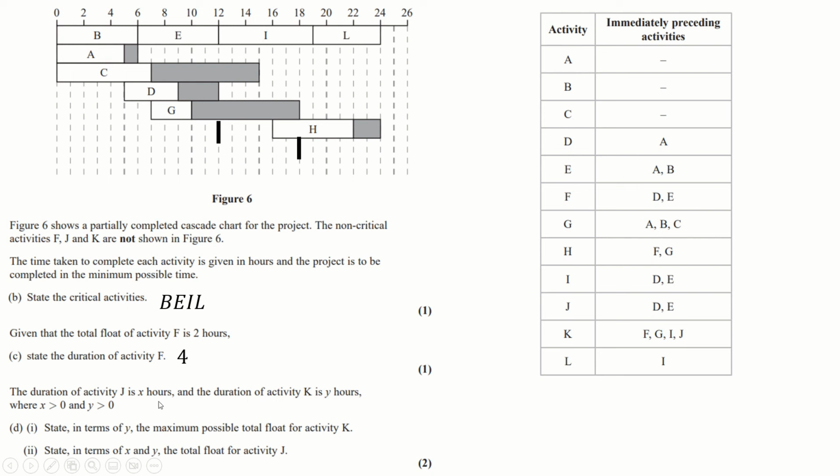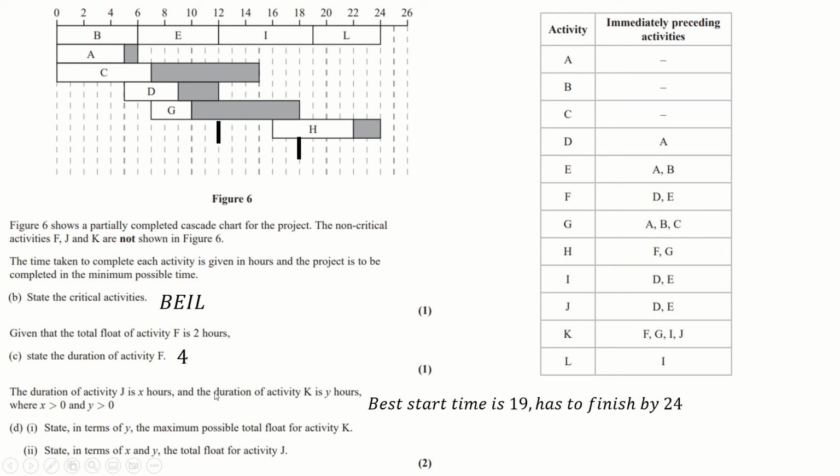Now J takes 8 hours apparently, and K takes Y hours. The maximum possible float for K. So again, let's think this through. The best start time for K, because it takes F, G, I, and J, I being the critical one, the best time K could ever start is at 19. Of course, it has to finish by 24. So that's 5 hours in total it could be using up.